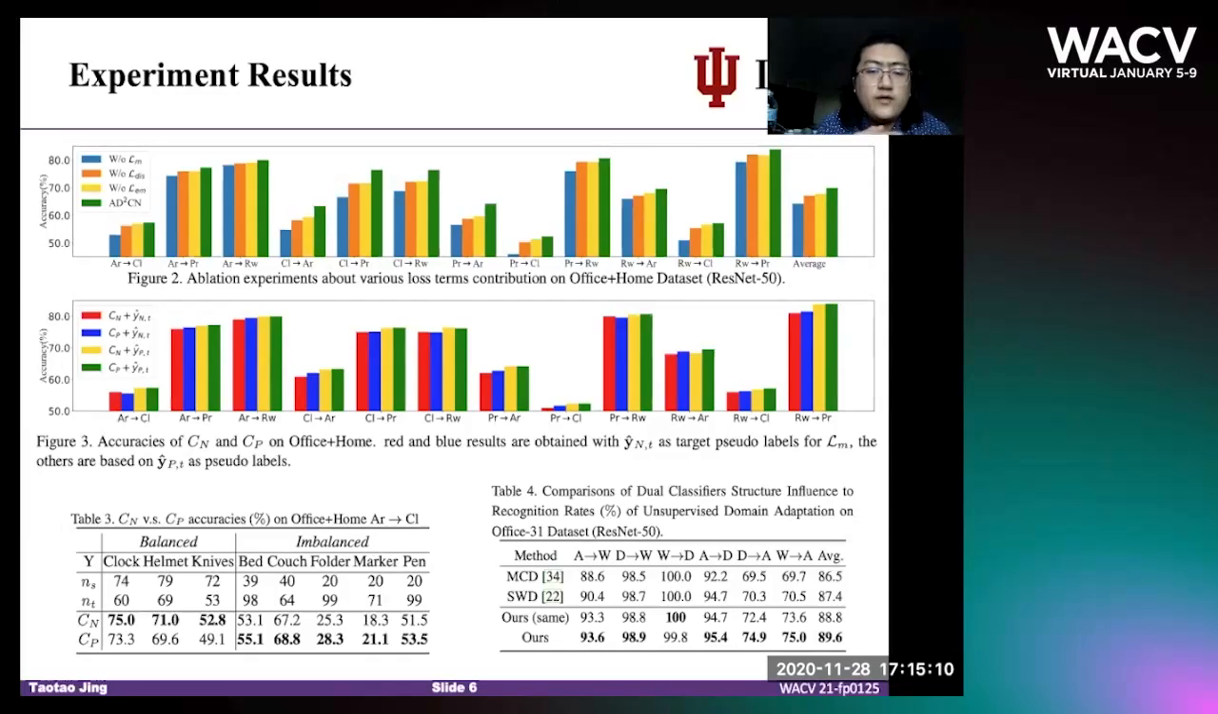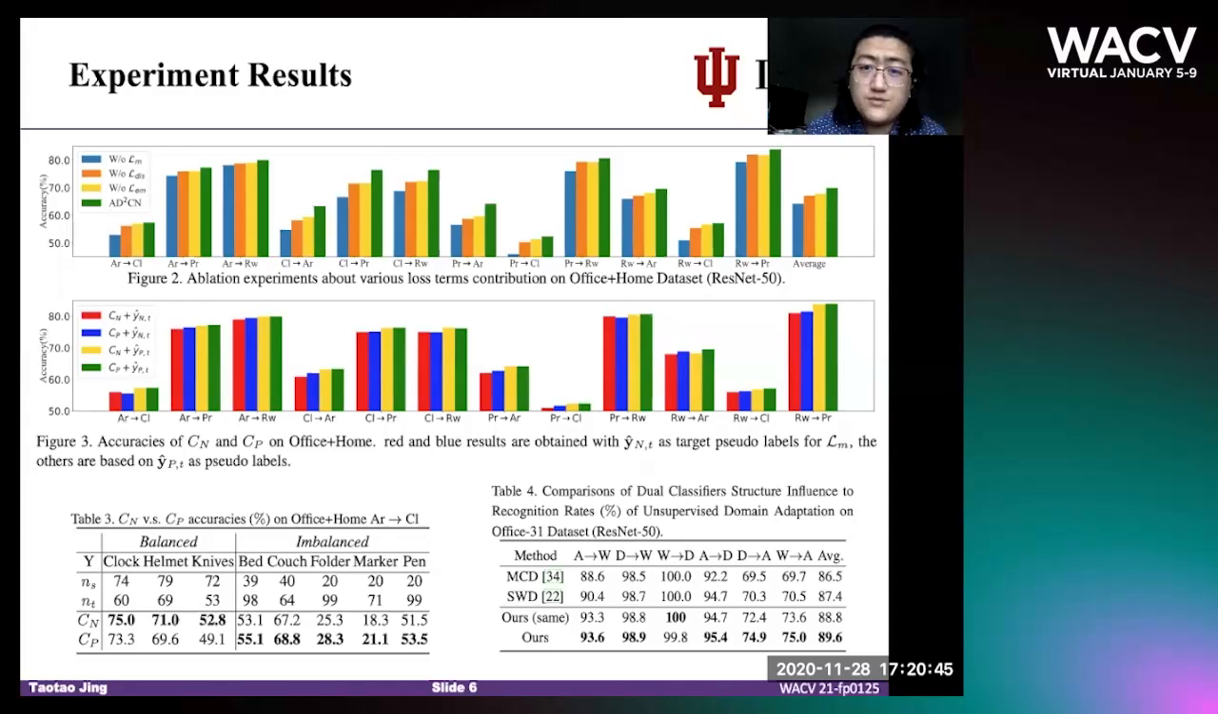And then we notice that for those categories with a balanced distribution, which means the source and target domain have a very similar number of samples, the neural network classifier always has a better performance. But for other classes, when the source and target domain have a very different number of samples available for training, the prototype classifier always has a better performance.